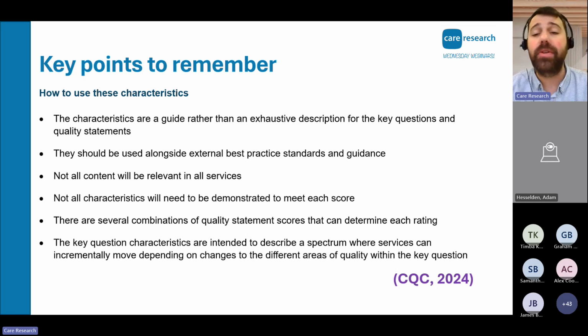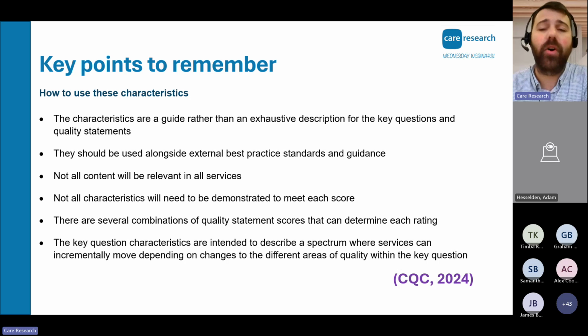Number two, they should be used alongside external best practice standards and guidance. They don't trump the regulations. Trump may be a bad term to use in view of him now becoming the president. They don't trump the regulations. They don't trump the guidance that you might have from other respected bodies that support you. They don't trump any of the legal frameworks. These are additional guidance alongside all of that.